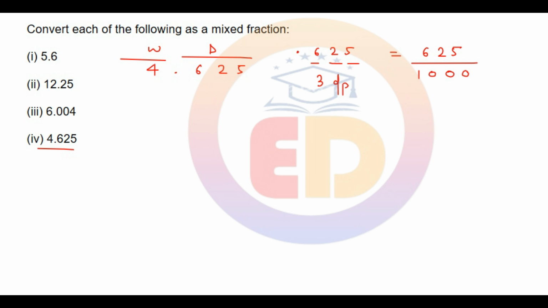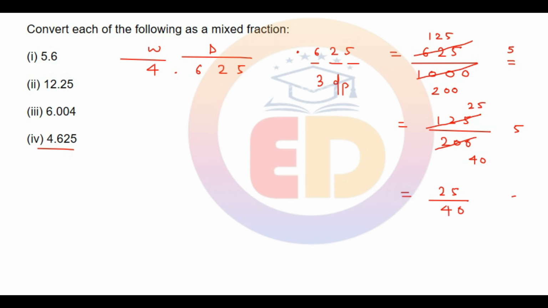625 upon 1000. Now both 625 and 1000 are divisible by 125, 25 and 5. For the sake of convenience, I'll start with 5. Let's divide both the numerator as well as the denominator by 5. 625 divided by 5 is 125. 1000 divided by 5 is 200. My fraction becomes 125 upon 200. Let's divide again by 5. 125 divided by 5 is 25. 200 divided by 5 is 40. My fraction becomes 25 upon 40.